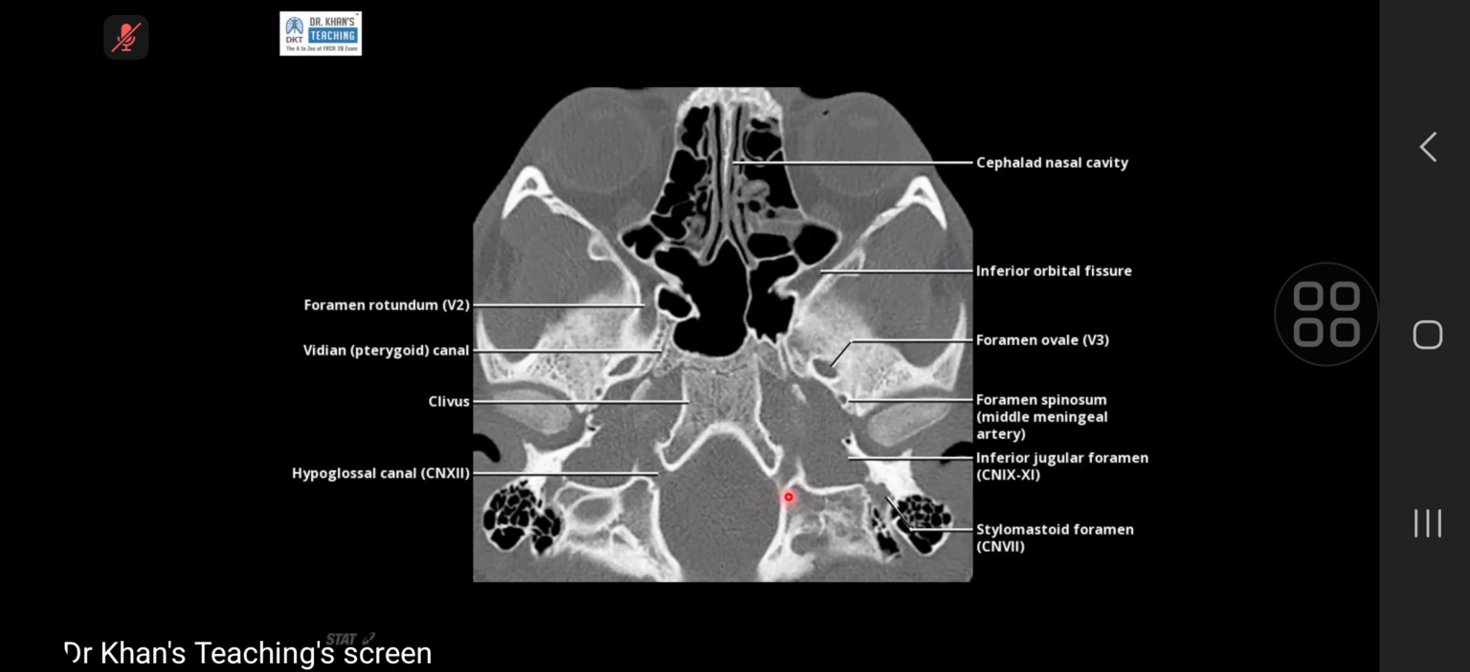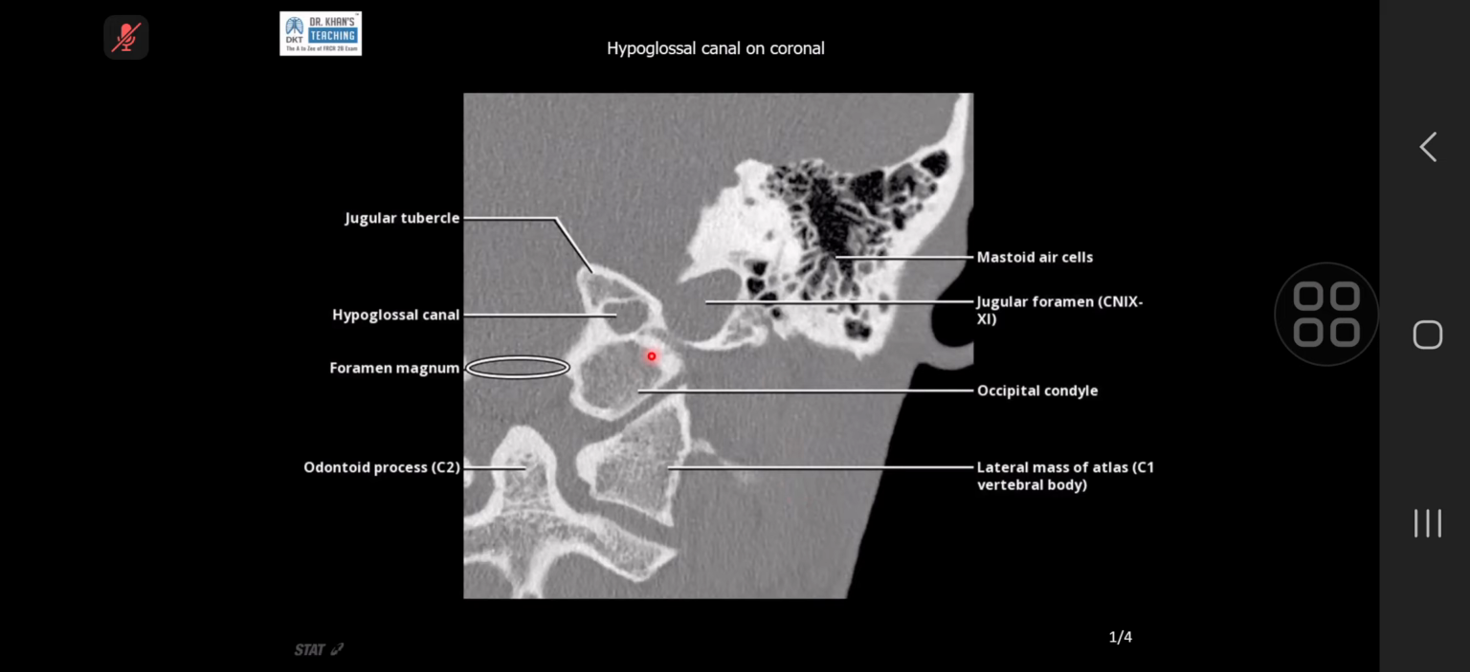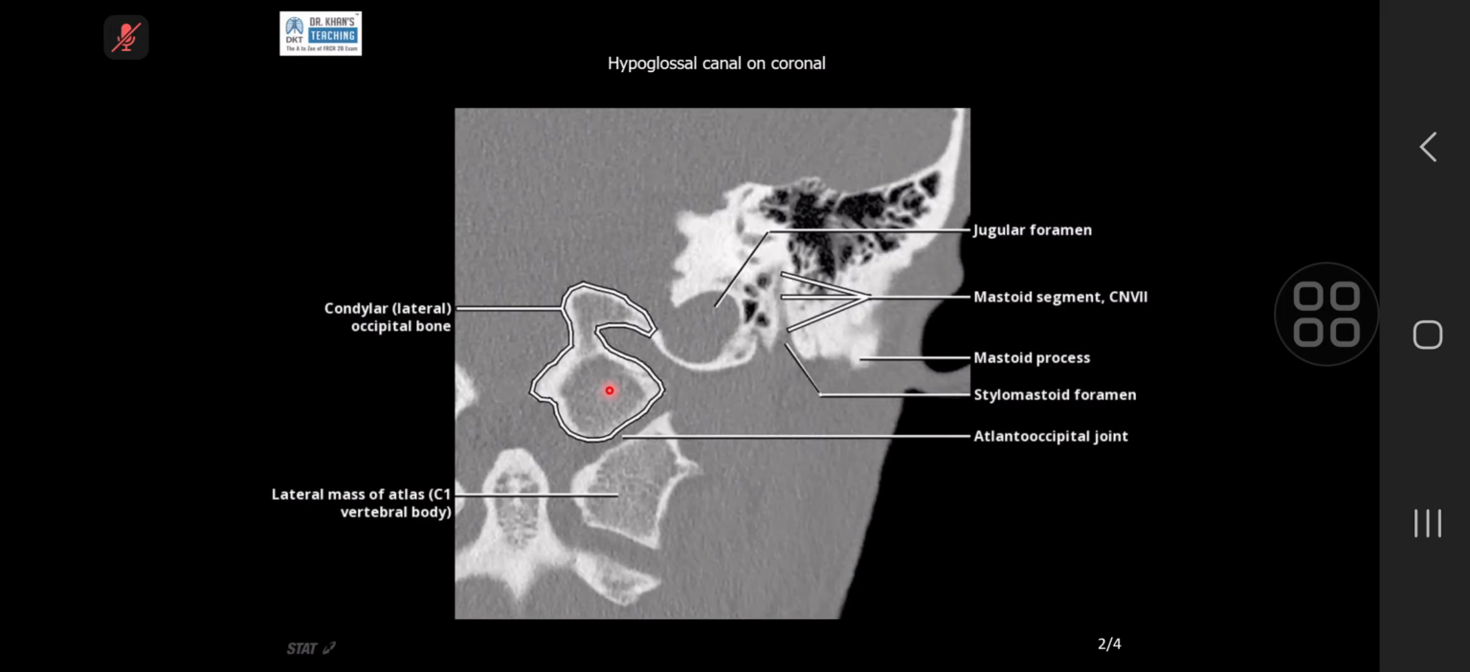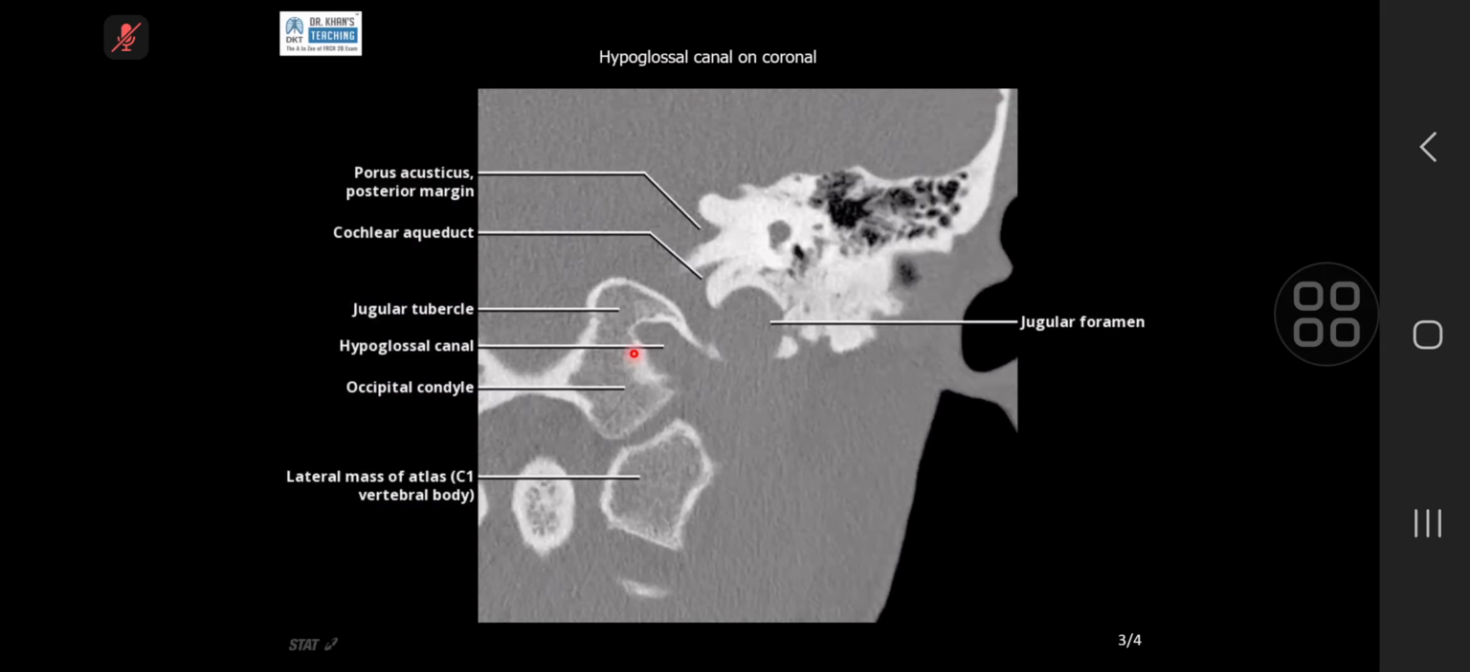So now this is it. And so this is the canal, and this is the lateral most portion of it on a coronal. So let's go to your case now.